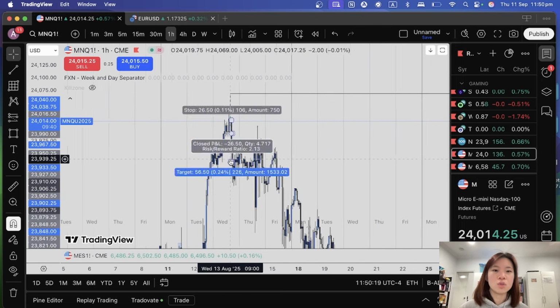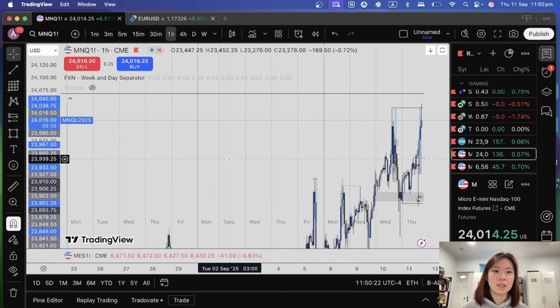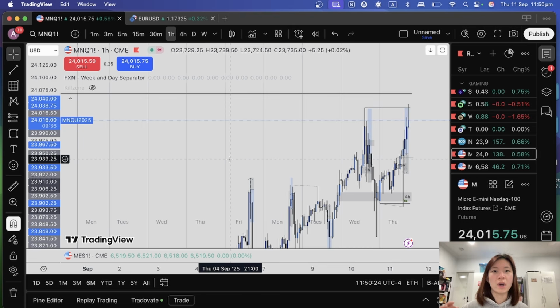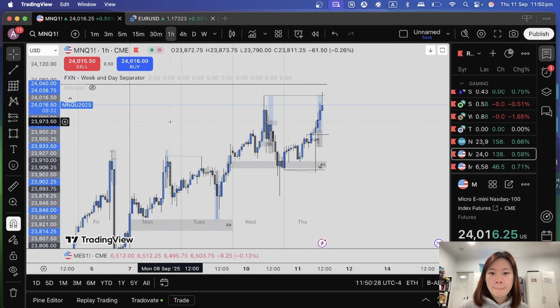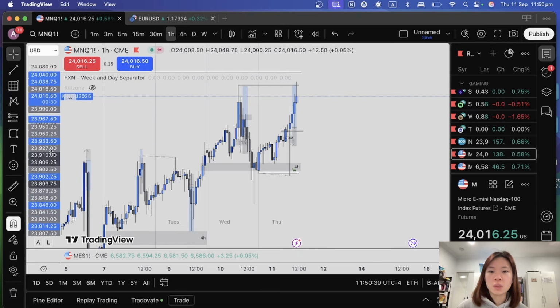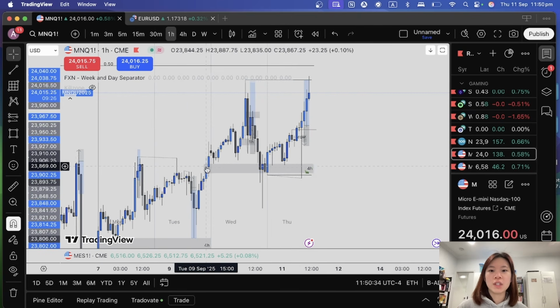But again, I wasn't too upset because I knew I followed exactly my plan and I did what was right to me in that moment. In hindsight though, what I should have realized was that, first of all, there was this H4 fair value gap right here.